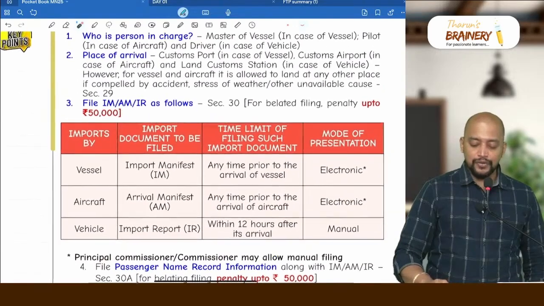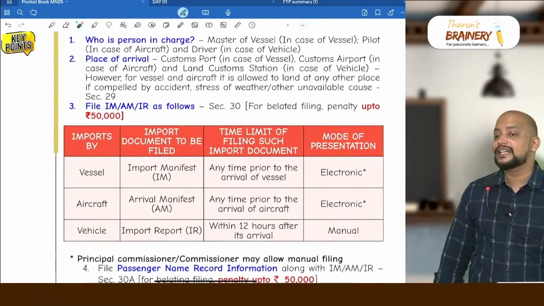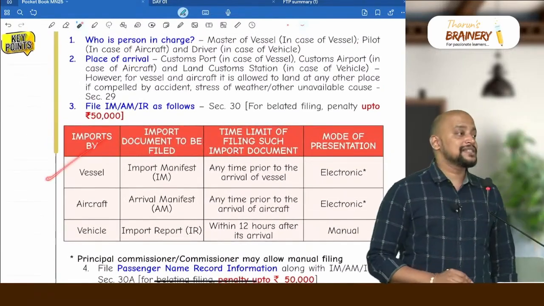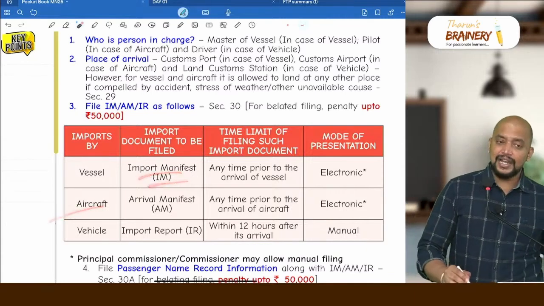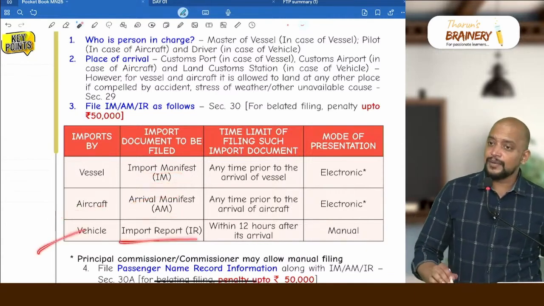Already we discussed what the various documents involved are. What is the document to be filed by the person in charge of the conveyance? In case of vessel, import manifest. Aircraft, arrival manifest. Vehicle, import report.